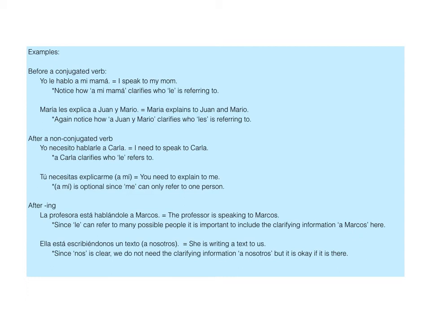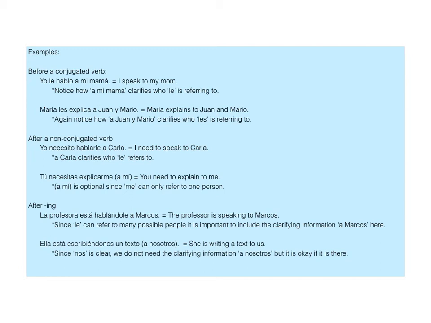Now if we've been talking about Carla for the last 10 minutes and it's really clear who we are talking about or referring to, in that instance it's not really necessary to include our clarifying information. So I could very well say yo necesito hablarle. Again, if the person I've been speaking with already knows who we've been talking about, then it's not really necessary to include the clarifying information.